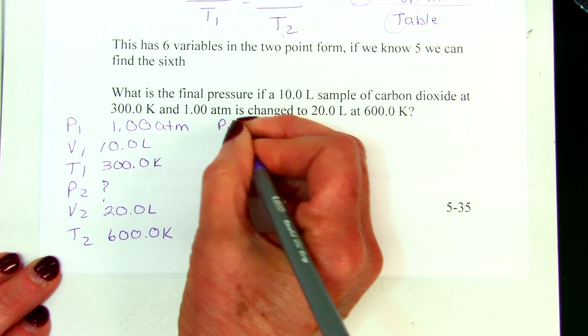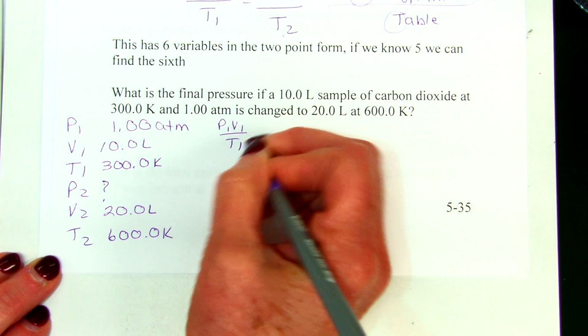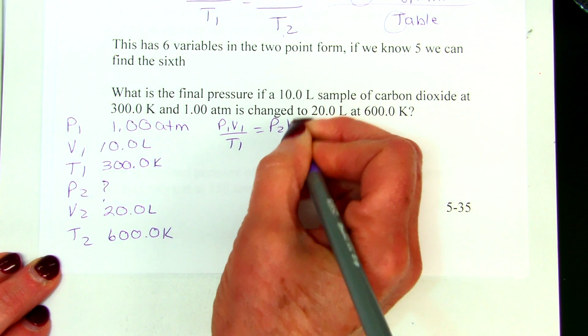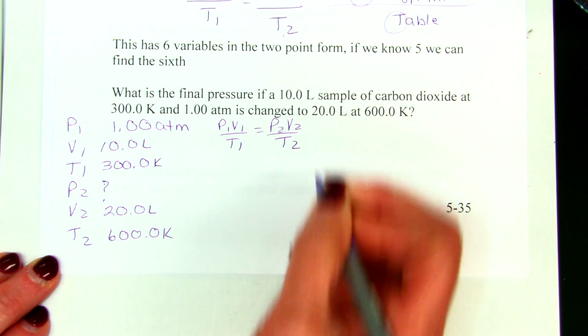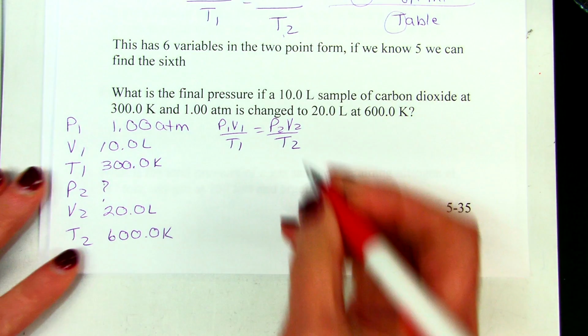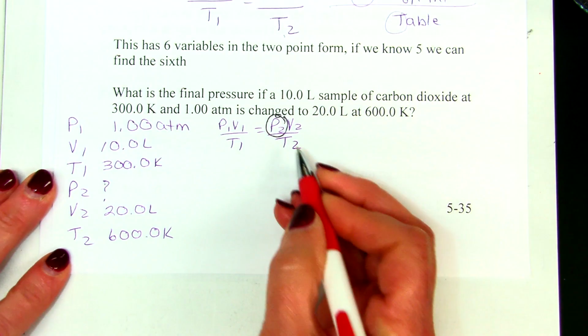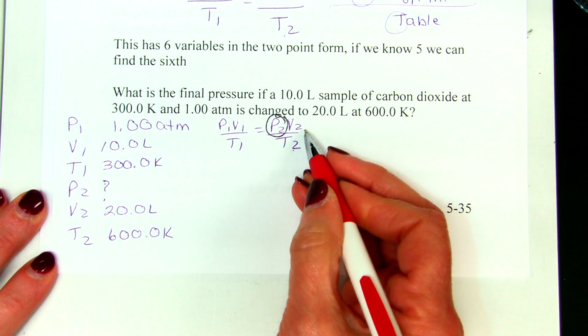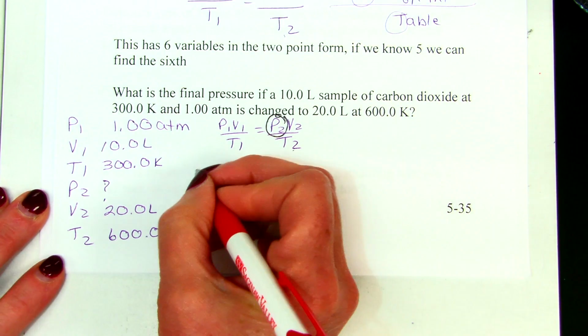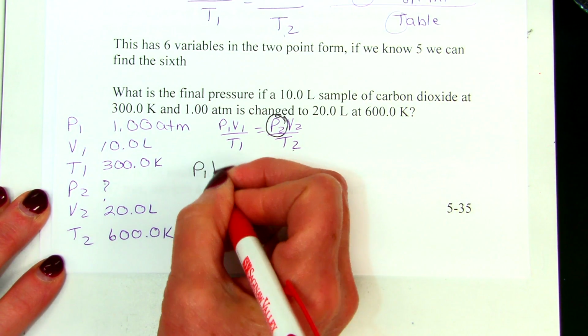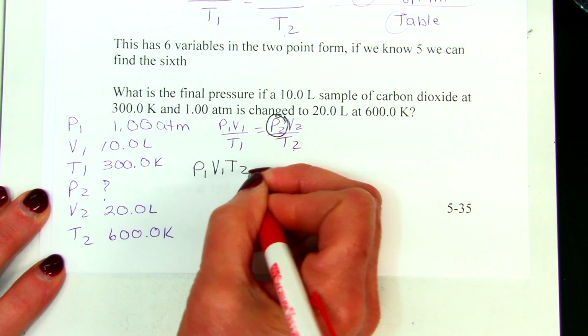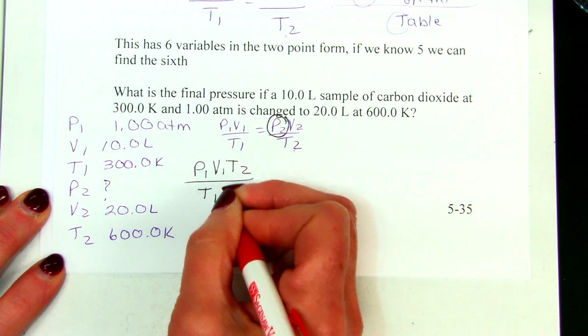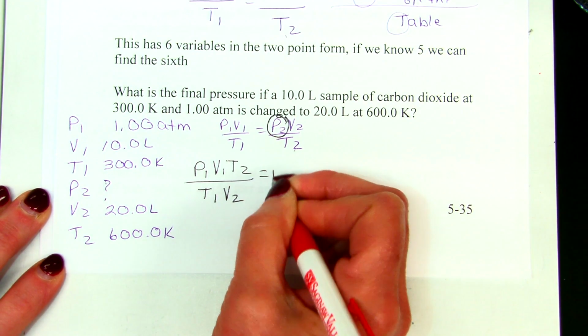So P1V1 over T1 equals P2V2 over T2. I want to get P2 by itself, so I multiply both sides by T2 and I divide both sides by V2. So P1V1T2 over T1V2 is equal to my new pressure.